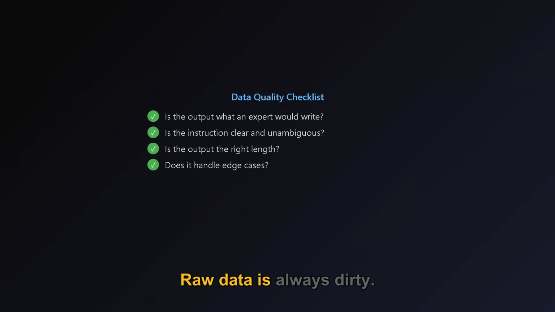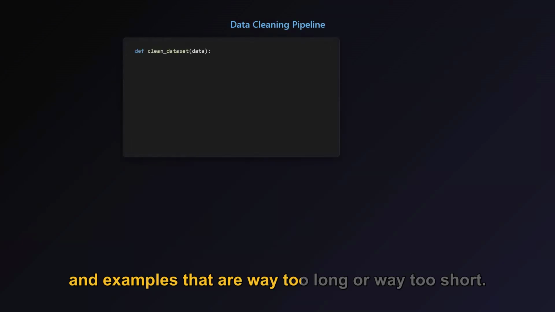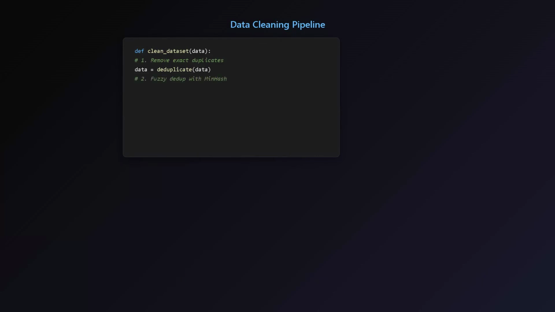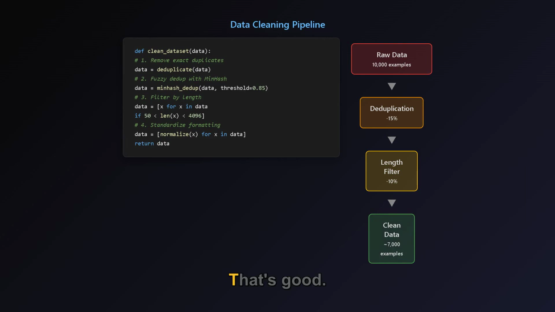Raw data is always dirty. You'll find duplicates, inconsistent formatting, hallucinated content, and examples that are way too long or way too short. Here's the uncomfortable truth. A typical cleaning pipeline removes 20 to 40% of raw data. That's normal. That's good. But what if you don't have enough data?